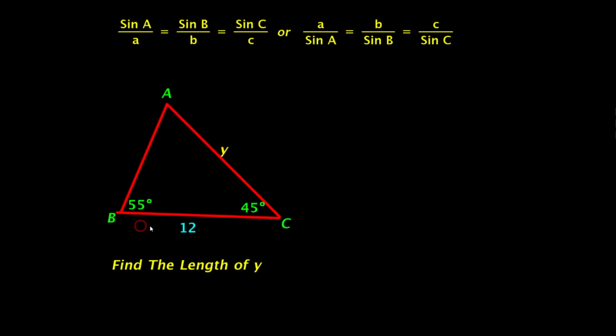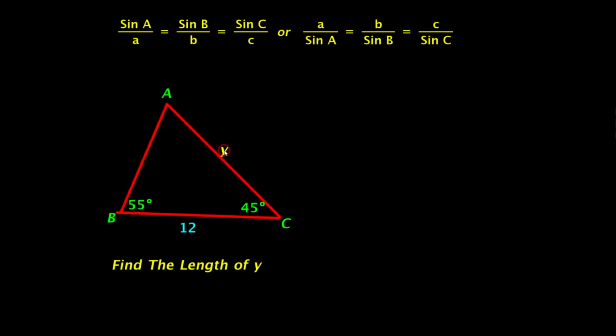In this example, we have to find a missing side. We are given triangle ABC. Angle B is 55 degrees, the information is given. Angle C is 45 degrees, the information is given. One of the sides, 12, is given, the other side we don't know, but we are asked to find the missing side. So find the side length of Y.